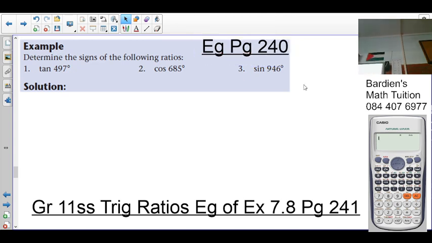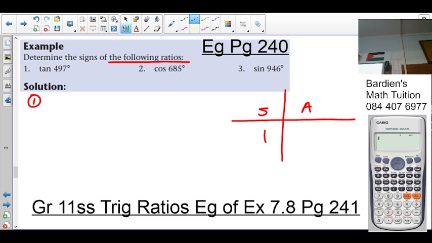Determine the signs of the following ratios. What I'm going to do is reduce it to an acute angle, because it's easy to just look at the signs. I know that's not the question, so I'm changing the question. Let's look at number 1. So what do we need? The All Stations to Claremont diagram.